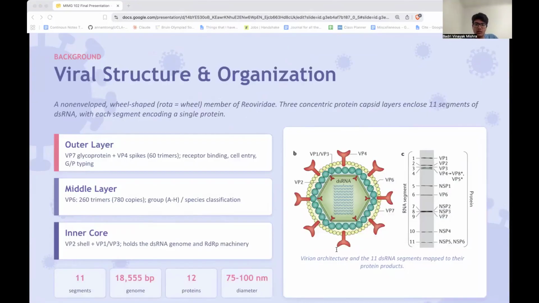Coming up to what is the viral structure or organization: rotavirus is named after rota, which is Latin for wheel, because under the EM microscope it looks like a wheel. It is a non-enveloped member of the Reoviridae with three concentric protein layers.